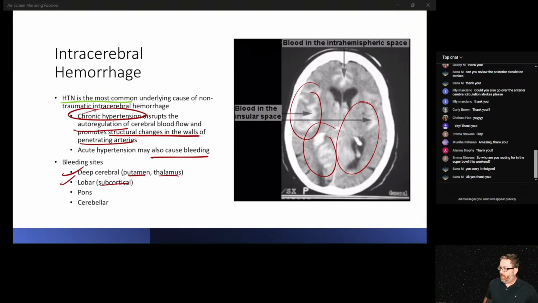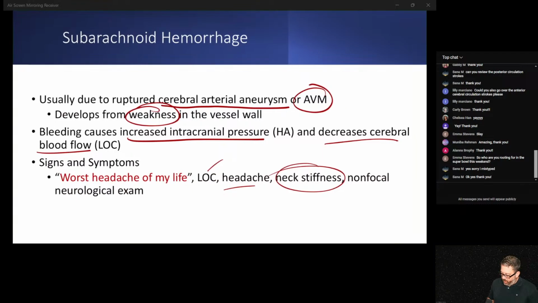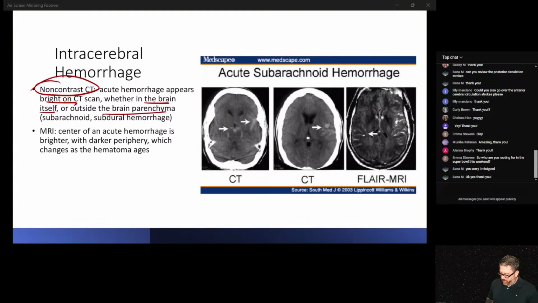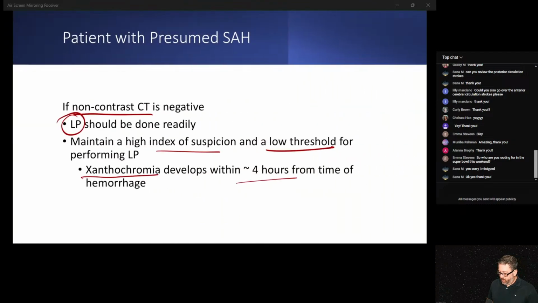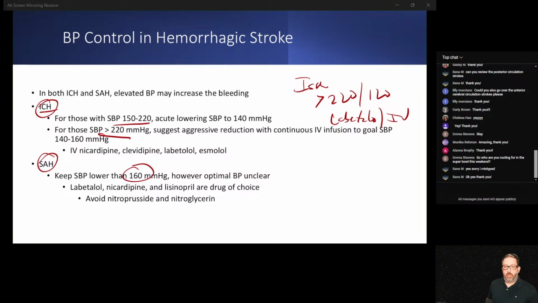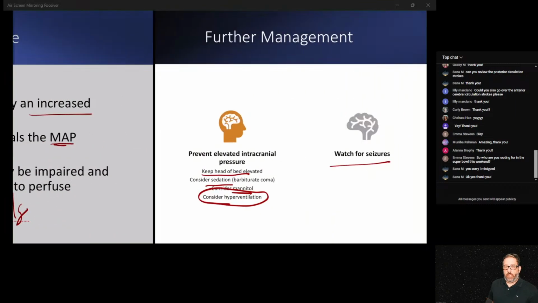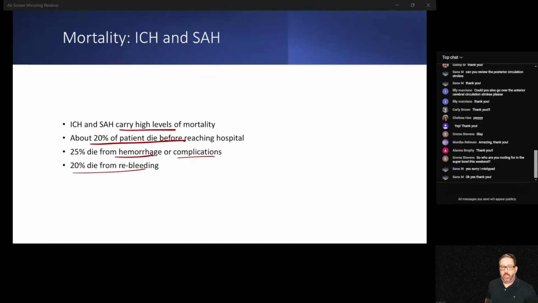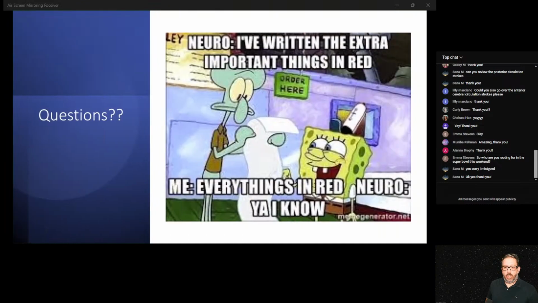So here's your subdural hematoma, essentially. Intracerebral hemorrhage. Subarachnoids, what causes them. AVMs, intracerebral hemorrhage again. What they do. Here's your BP control again. Different ways to do surgery to correct it. Again, high mortality.